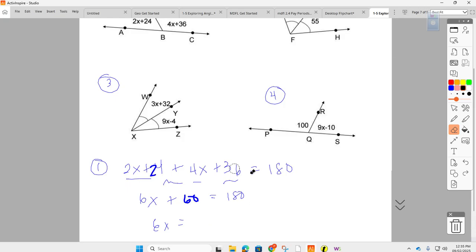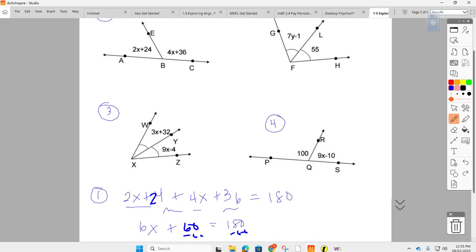Okay, so now we have 6x. We subtract 60 from both sides, and 6x equals 120. Divide both sides by 6, and x equals 20. So that's how we set up the equation for that first example.